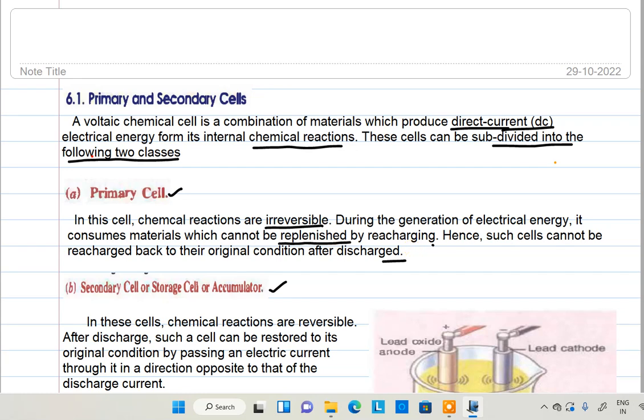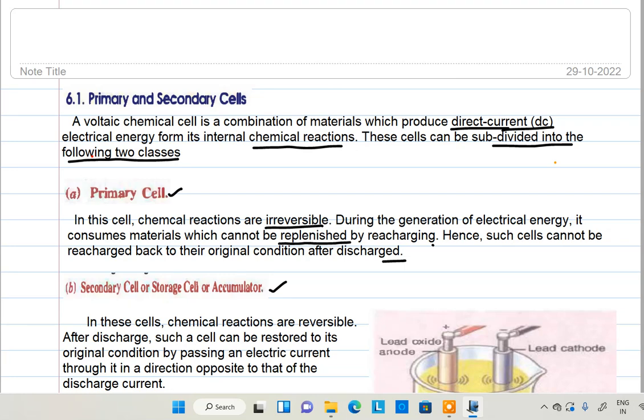Here, the first thing you need to remember: cells convert chemical energy into electrical energy, thus generating direct current. In that, we have two types of cells, the primary cell and the secondary cell. Primary cell means once you use it, it cannot be recharged, or the chemical reaction is irreversible. After using the cell, we can't bring it back to the original condition after discharge. It cannot be recharged.